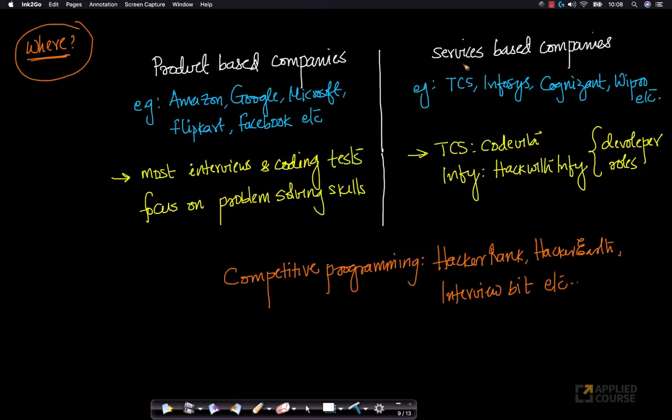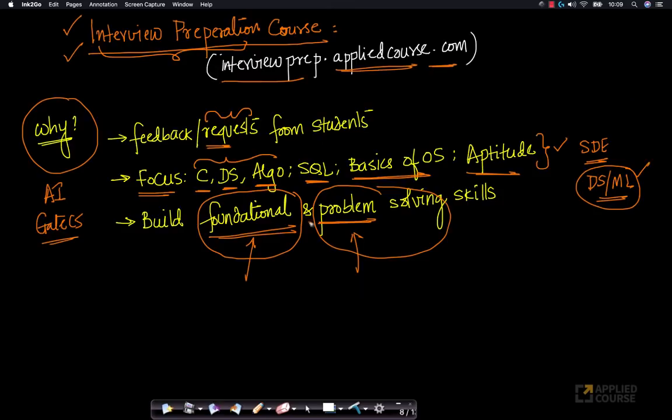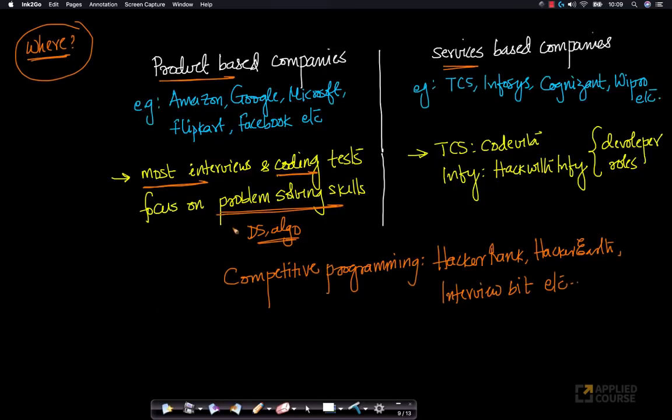Let's look at 2 broad categorizations of companies. As many of you may already know, there are product-based companies and there are services companies. So typical product-based companies like Amazon, Google, Microsoft, Flipkart, Facebook, etc. Almost every interview that you encounter, and every coding test you might participate in before being called to an interview, focus on problem-solving skills that revolve around data structures and algorithms mostly. You might have a few aptitude questions also in some cases. You might have a few SQL questions also, but mostly they will revolve around programming, data structures, and algorithms, right?